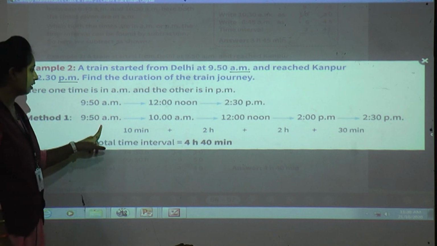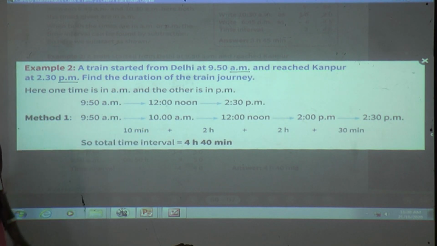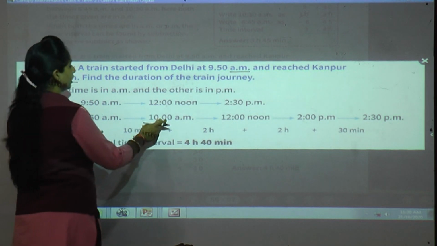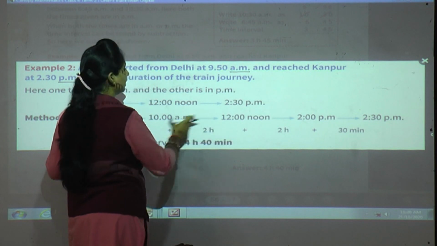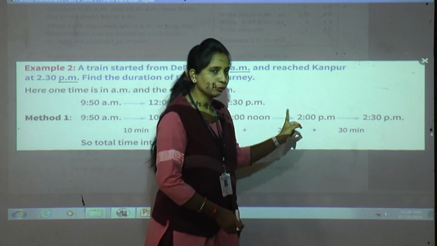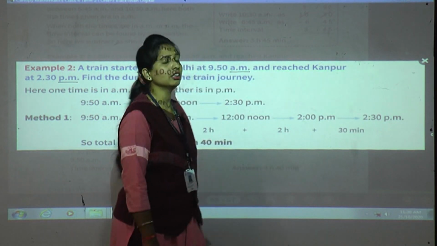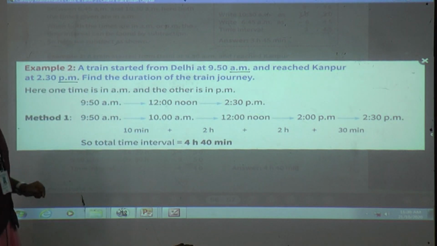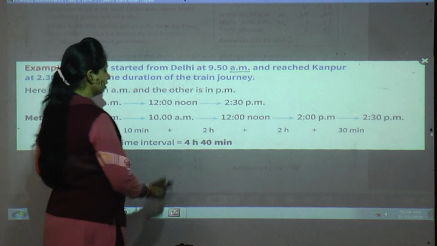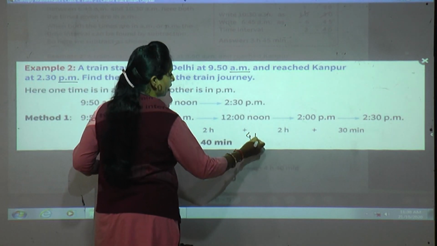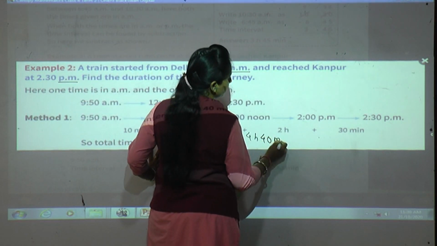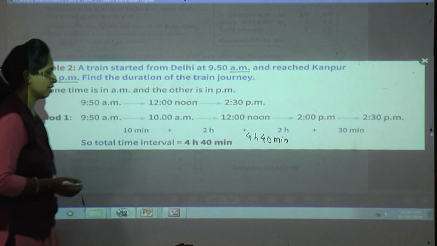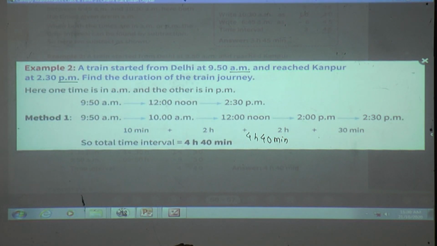From 9:50 to exactly 10 o'clock, how many minutes are there? 10. Then 10 to 12 is directly 2 hours, and 12 to 2 is 2 hours, and 2 to 2:30 is 30 minutes. So when you add these all together, 2 plus 2 is 4 hours, and 10 minutes and 30 minutes means 40 minutes. So what is the answer here? 4 hours 40 minutes. Are you getting it?